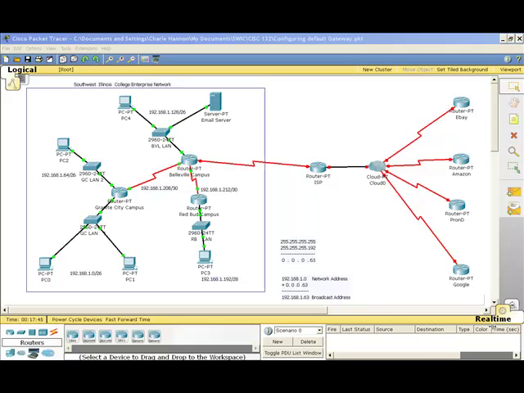This is video 5 in the series for Cisco 132 Routing Protocols and Concepts. This video will be how to configure EIGRP in our enterprise network.